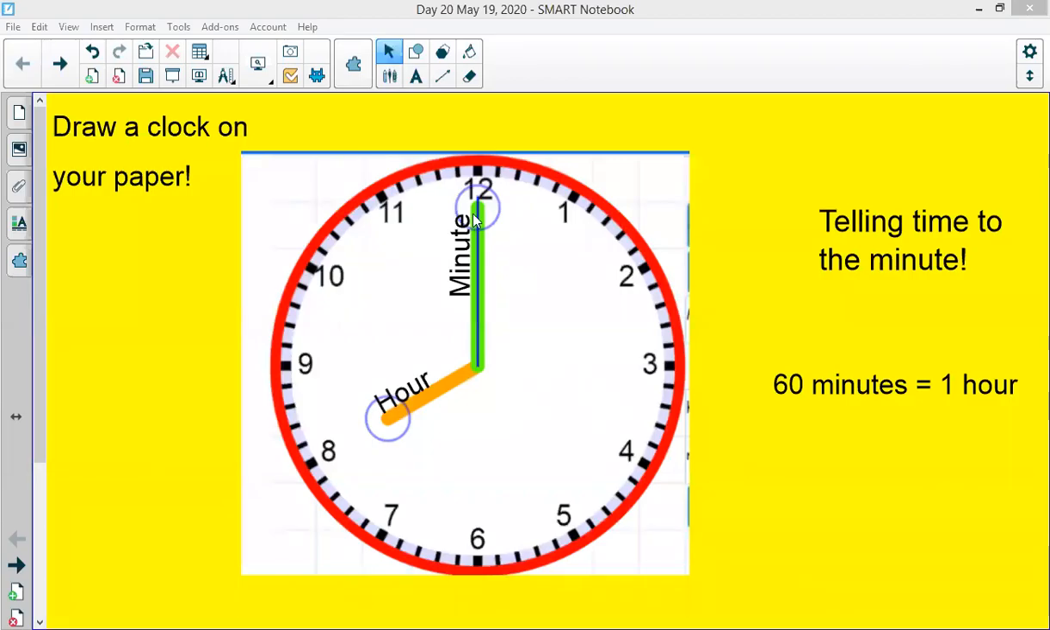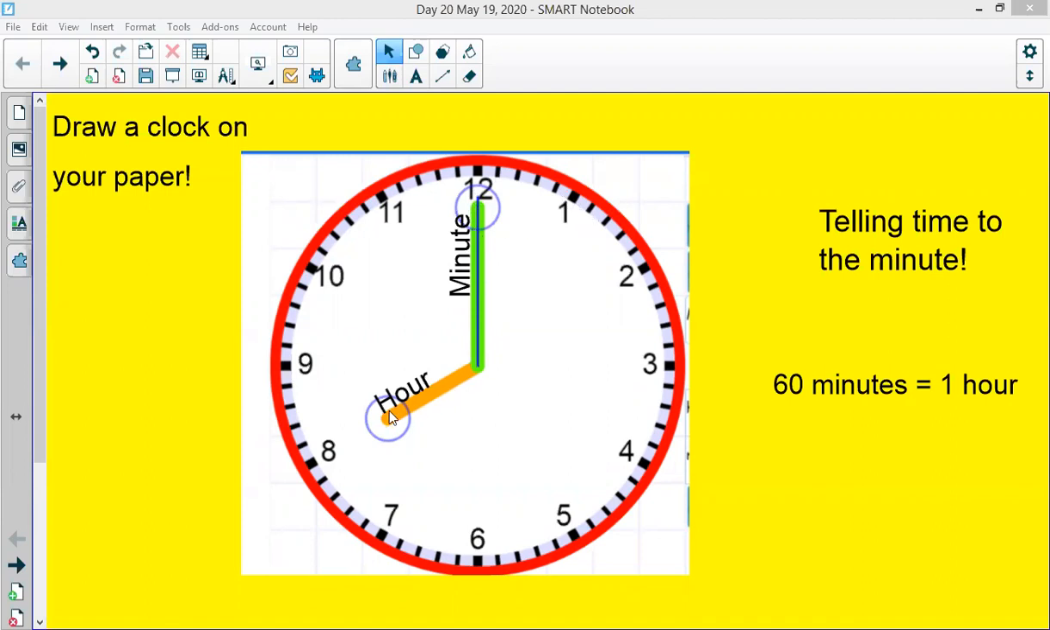Okay, the first thing I want you to do is take a look at this clock. Notice that it has a green hand, and this hand represents the minute hand. And this particular hand touches every tick on the clock. Okay?